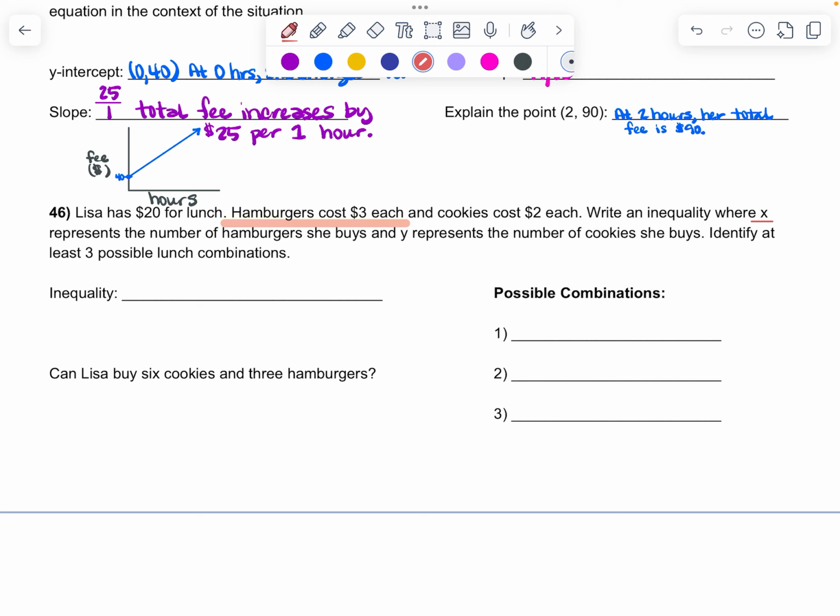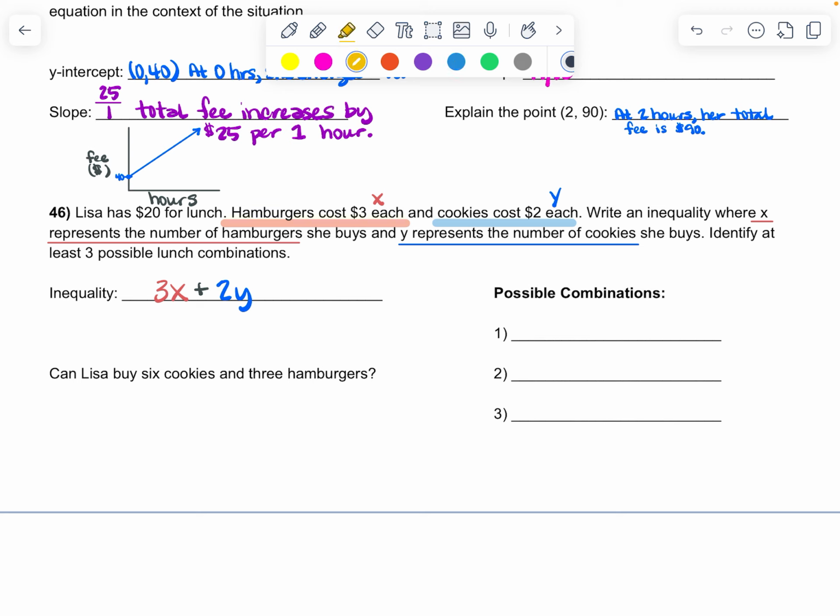There we go. So hamburgers cost $3 each. And they tell me right here, X represents the number of hamburgers, right? So that tells me that 3X is going to be in my equation, right? Then they tell me that cookies are $2 each, and Y represents the number of cookies. So that's going to give me a plus 2Y, right? $3 per hamburger plus $2 per cookie.